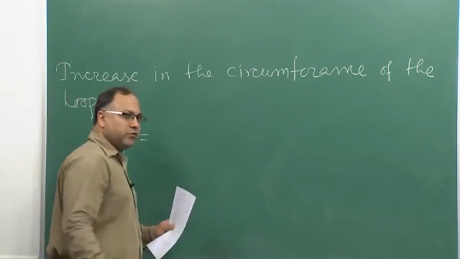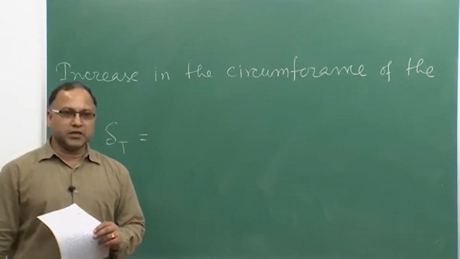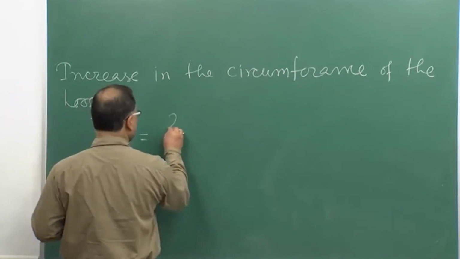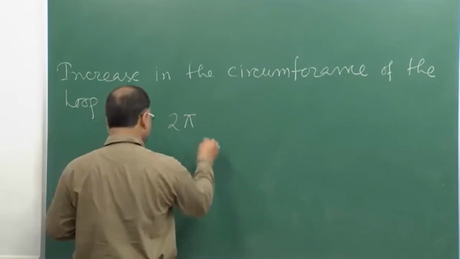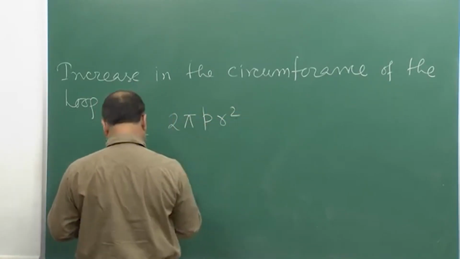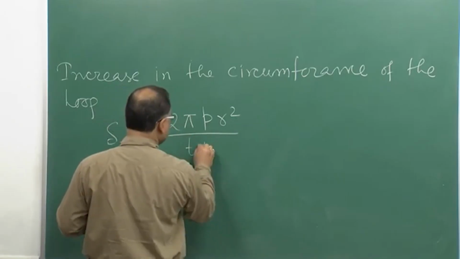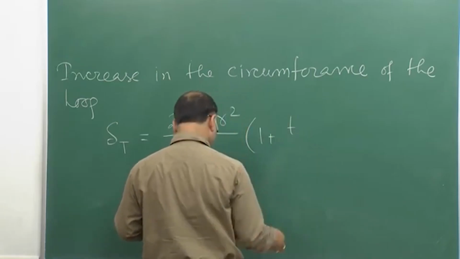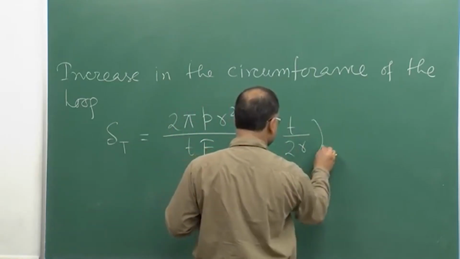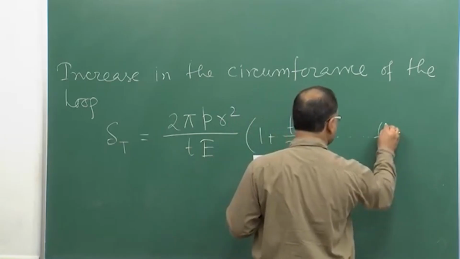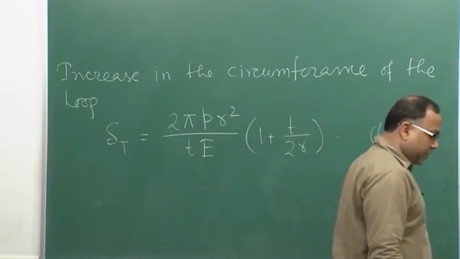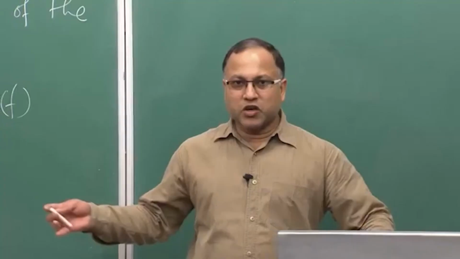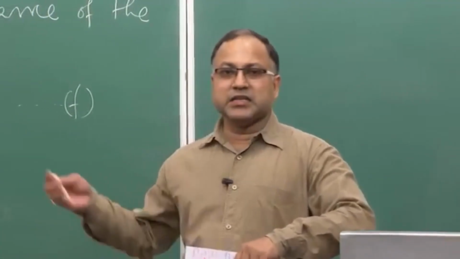If you go back to your previous lecture, you will see how we got delta t. Delta t was coming as 2 pi p r square by t e into 1 plus t by twice r. That was equation F we defined. So, this is the expansion, or the increase in the circumference.